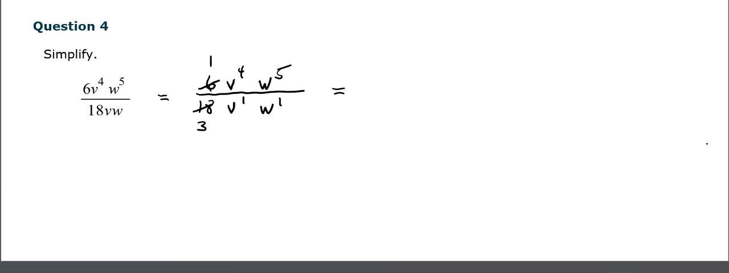And remember, with our variables, wherever we have the most is where it's going to be in our final answer. So we'll have v up top, and we subtract 4 minus 1, which would give us 3. And for our w again, we have more w's in the numerator. We have 5 in the numerator, 1 in the denominator, so we're going to subtract. And remember, we have more in the numerator, so that's where it's going to be in our final answer. So in our numerator, we have 1 times v to the third times w to the fourth, which is v to the third, w to the fourth, over 3.